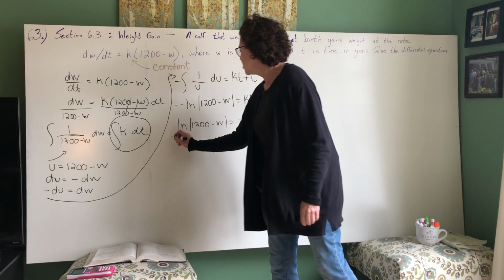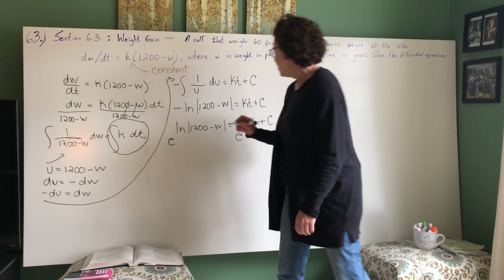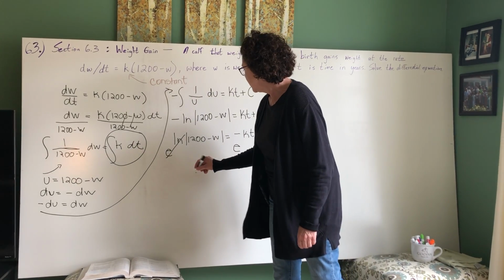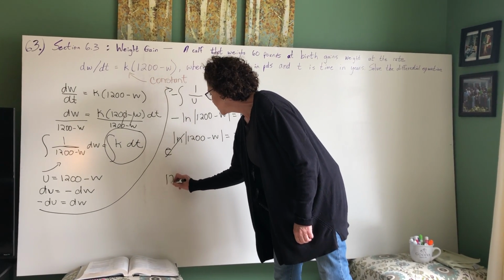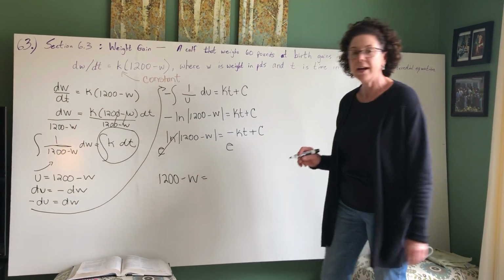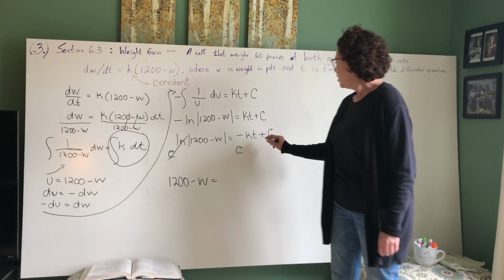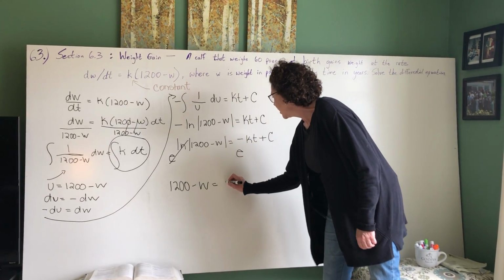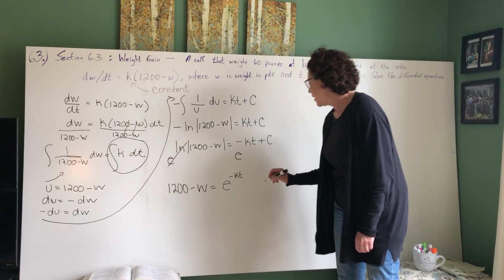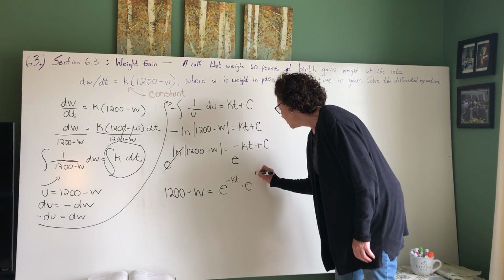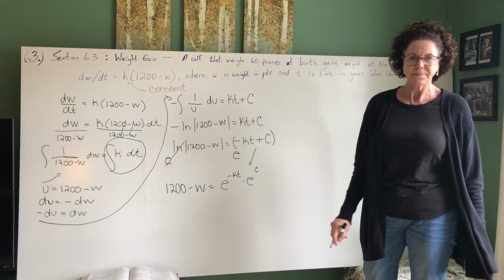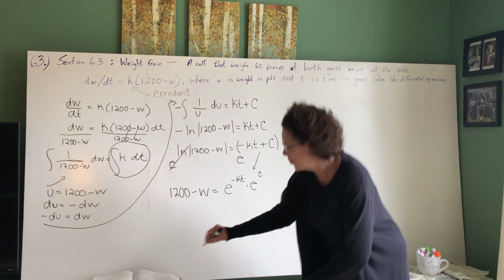Okay, now we can exponentiate both sides. There we go. This causes the natural log to eliminate, and also the absolute value signs. And we have 1200 minus w equals, all right, I'm going to be a little careful here. Notice that this expression using exponent rules is e to the negative kt times e to the c. Right, here are our exponent rules.